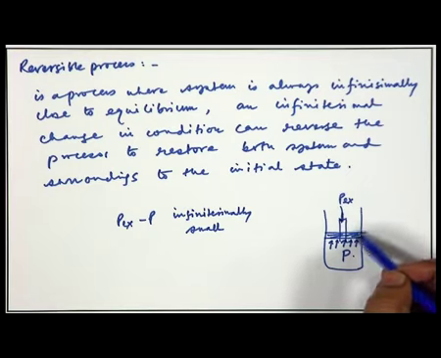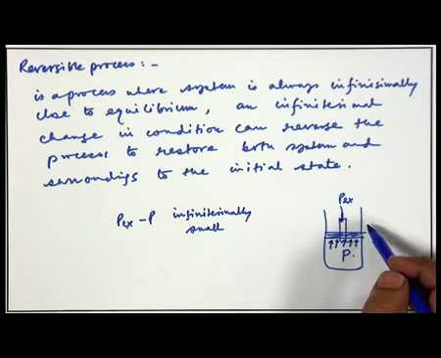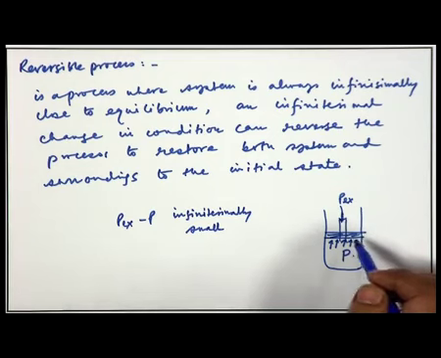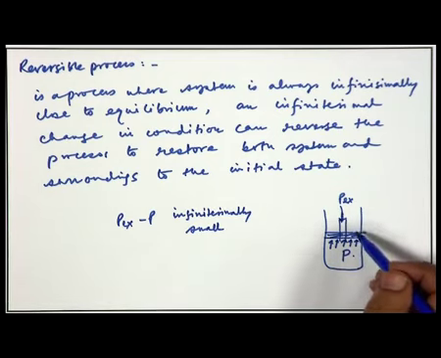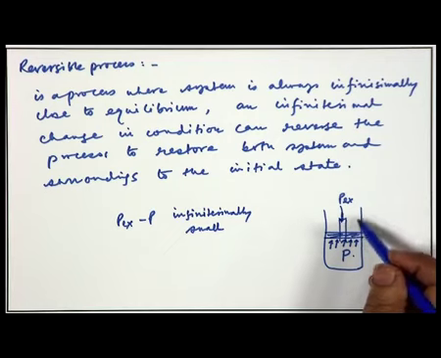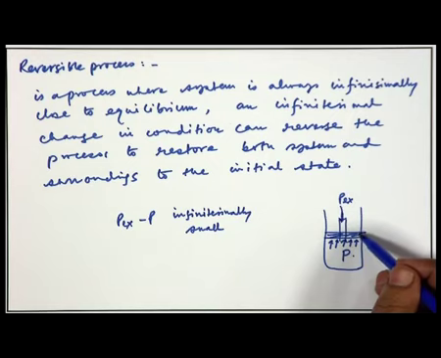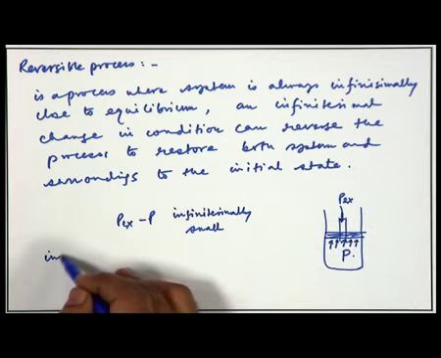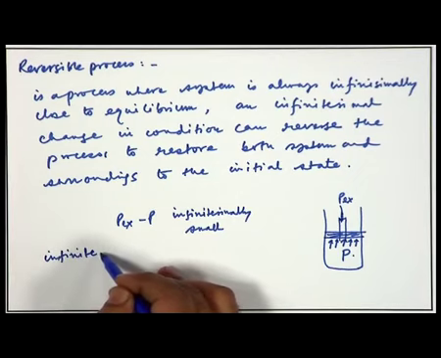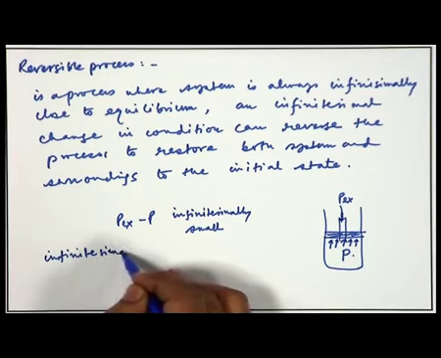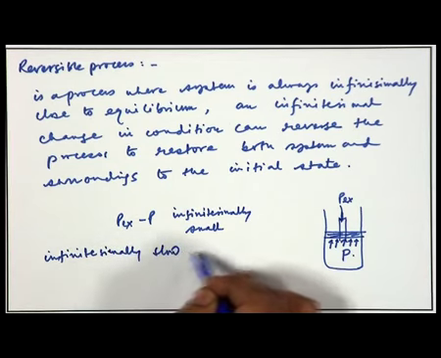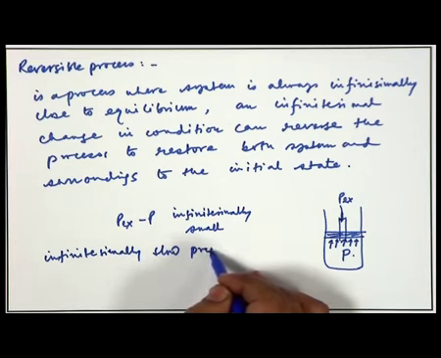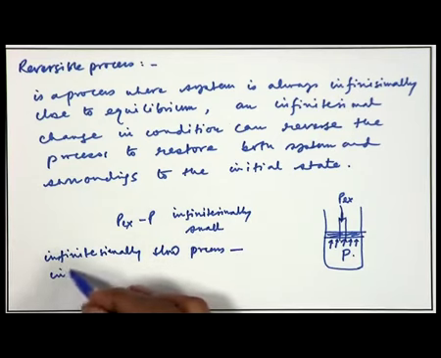Now, if you want to increase the volume of this system by a definite amount, then this will take almost infinite time, because the steps are infinitesimally slow. So, a reversible process is an infinitesimally slow process. So, it will take almost infinite time.